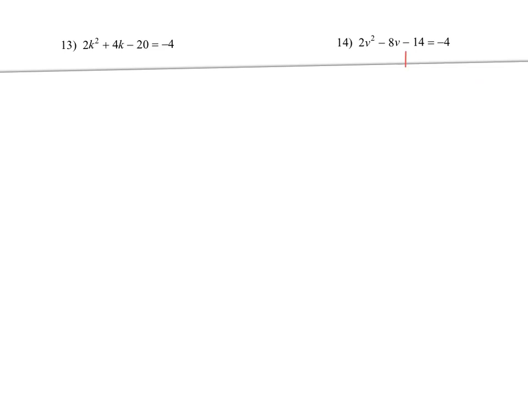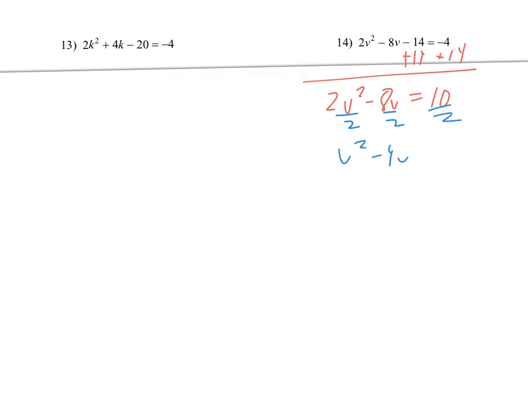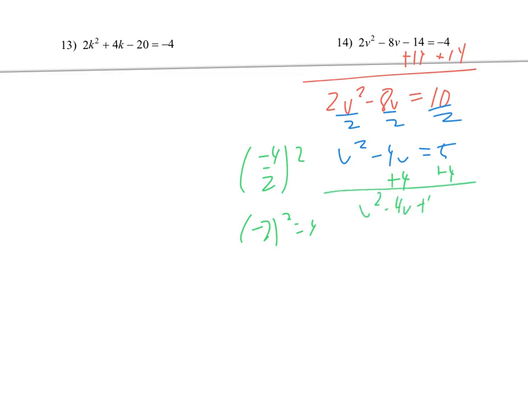All right, next up here, I'm going to add the 14 over, so get all my numbers on the right-hand side. I get 2v squared minus 8v equals 10. I then need to divide everything by 2 to get rid of that number in front of the v squared. All right, and then I'm going to do my b over 2 squared, so that's negative 2 squared, which is 4. So I'm going to add 4 on each side. So v squared minus 4v plus 4 equals 9.